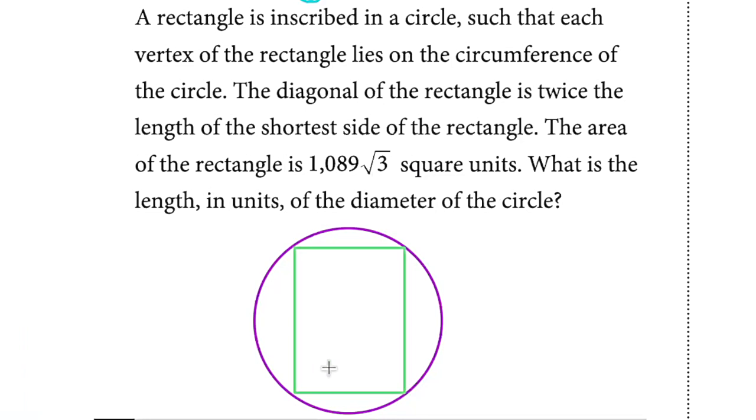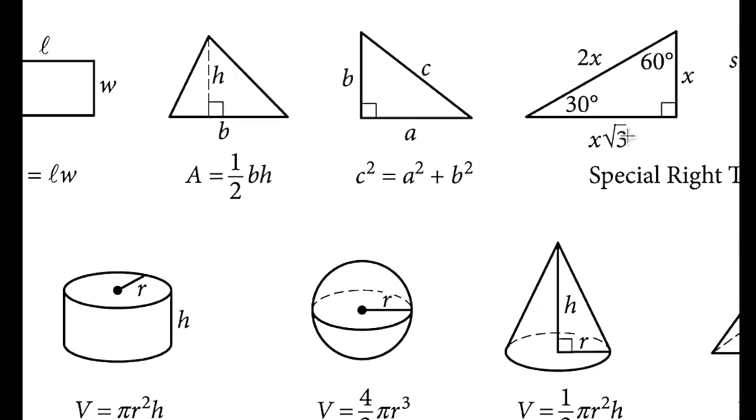Let me actually get another color for this as well. Is twice the length of the shortest side. So basically this is like, we could call it 2x, and then the shortest side would be just x. And I don't know if this looks familiar to you or not, but this is a rule that we'll see on the cheat sheet, I'll just pull it up so you could see it real quick. It's one of our special right triangles. We have x, 2x, which means the other side is x root 3.